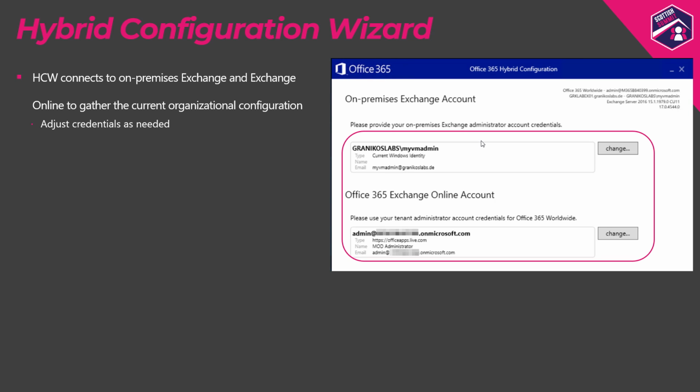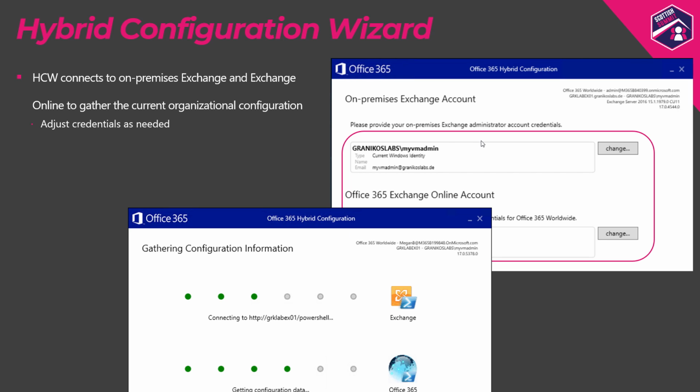Then you have to enter the credentials to connect to your on-prem and to the cloud environment. And after validating the credentials, the Hybrid Configuration Wizard connects to both endpoints, verifies the information or the current setup of the orgs for determining which steps to offer to you afterwards.